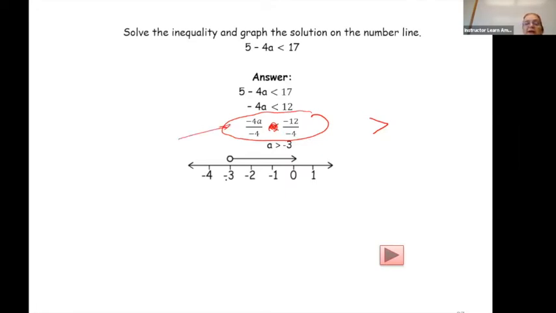All right, so a greater than negative 3 shows a as a number moving to the right on the number line, and negative 3 is not included.